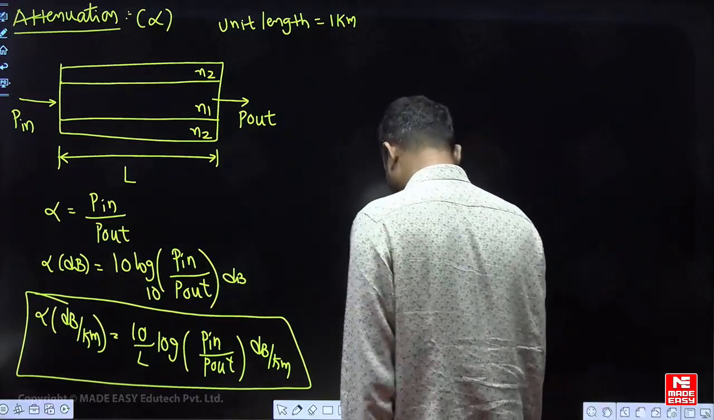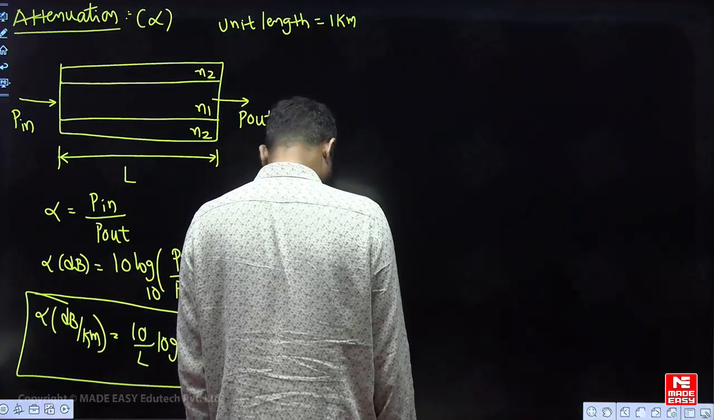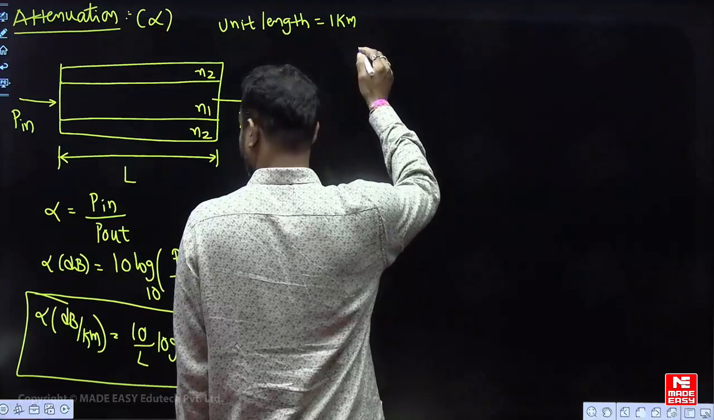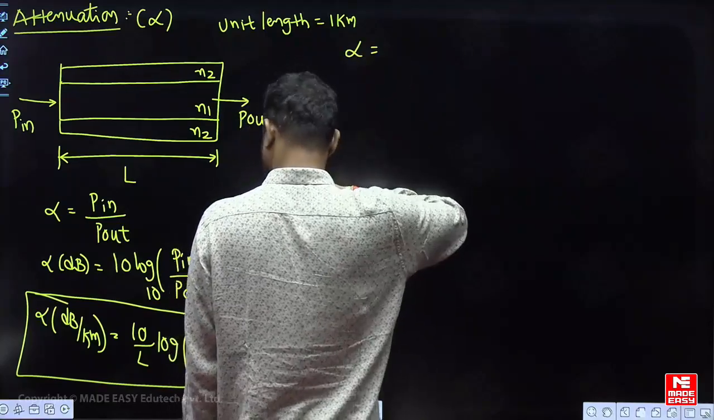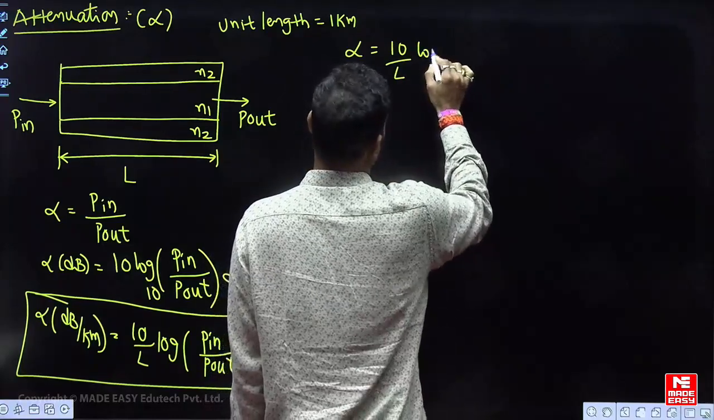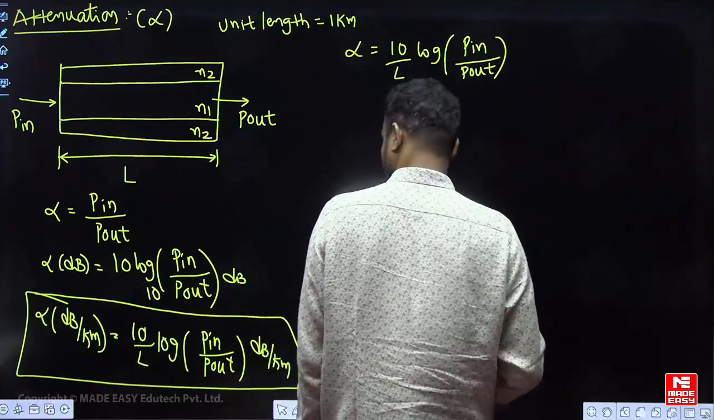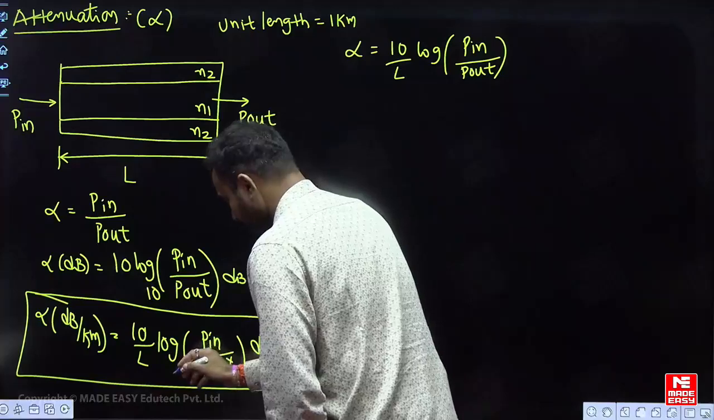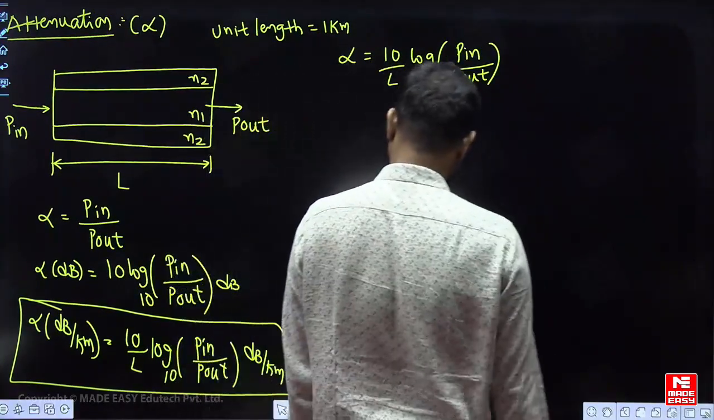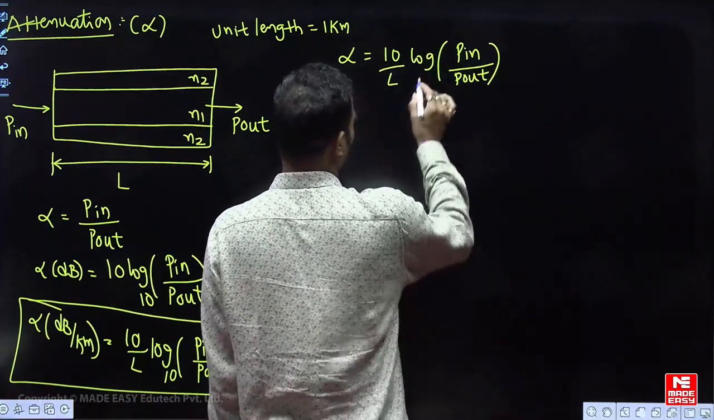So the next important point I will tell you is the power loss, and that formula is given like this. Please see here: alpha is equal to 10 by L into log of P in by P out, of base 10. I forgot to write the base 10 here. Now see carefully, alpha is equal to 10 by L log of P in by P out of base 10.